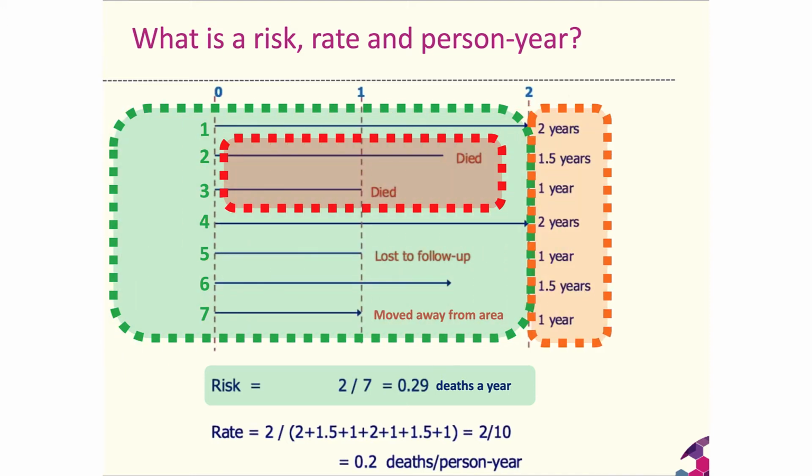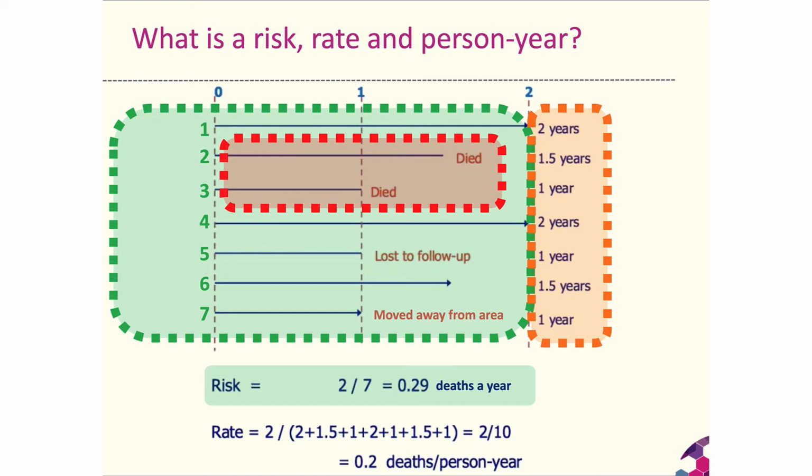However, if we use a rate, we would actually look and see that not everyone has stayed for the 2 years of our study. Person number 1 stayed for the whole 2 years. Person number 2 died after 1.5 years. Person number 3 died after 1 year. Person number 4 survived and stayed the whole 2 years. Person number 5, we lost them to follow up. They didn't take part in the study after the first year, and we don't know where they went. Same with person 6, they stayed for 1.5 years, but we don't know what's happened to them. And then person 7 moved away from the area and stopped participating, and so they were at risk and involved in the study for 1 year.